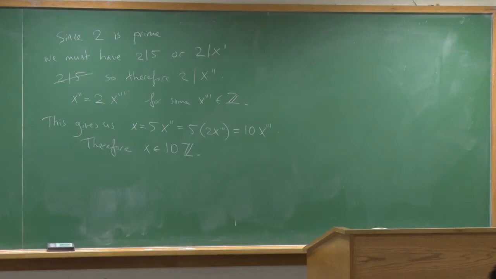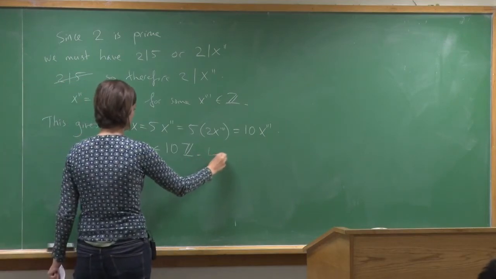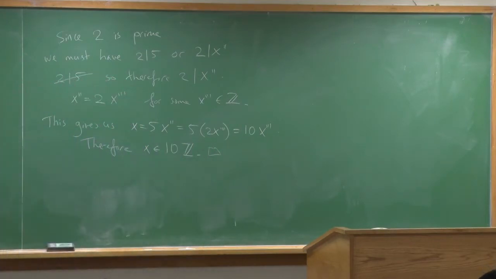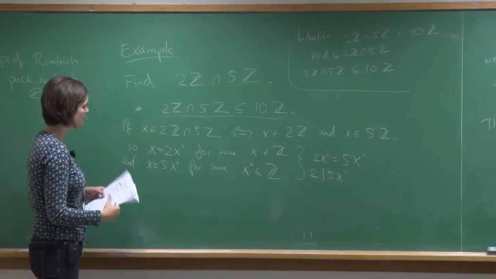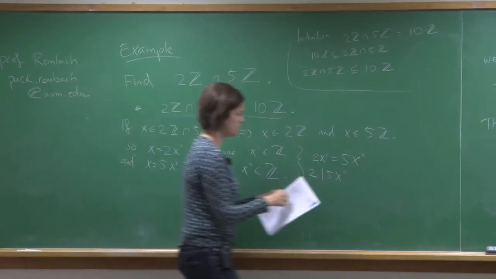So now we've proven this part. That's the proof that the intersection of these two sets is a subset of the multiples of 10. So now we want to go the other way around.